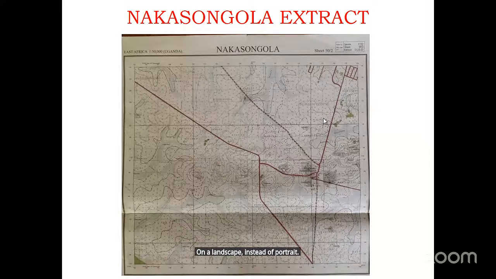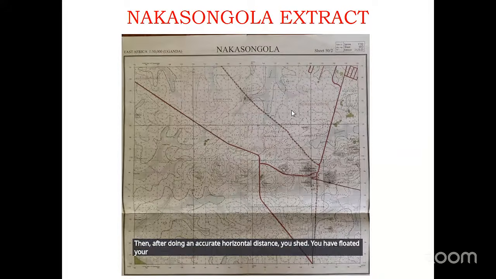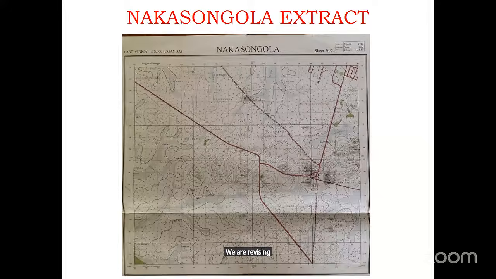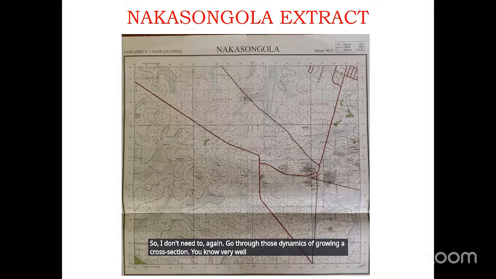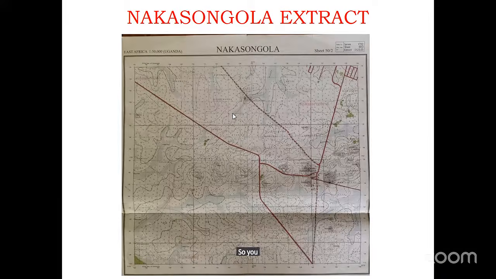such that it fits there. Then after drawing an accurate horizontal distance, you shade. You have plotted your graph, your cross-section. We are revising. I am not teaching you to do it because you already know. So I don't need to again go through those dynamics of drawing a cross-section. You know very well if you are to draw a cross-section, you extract the contours. So you have plotted, make sure you shade.